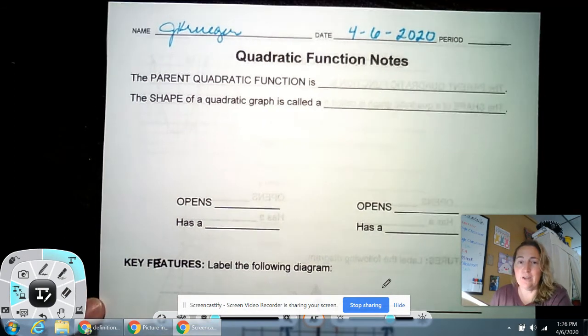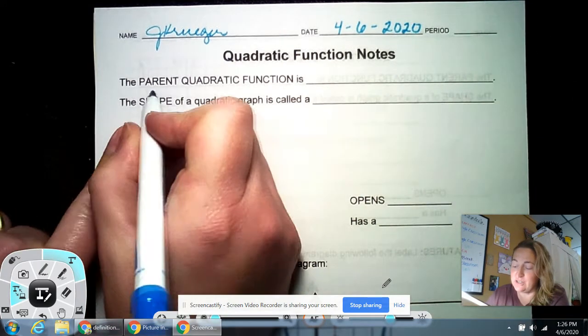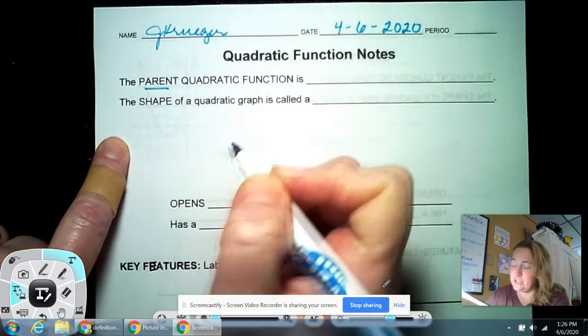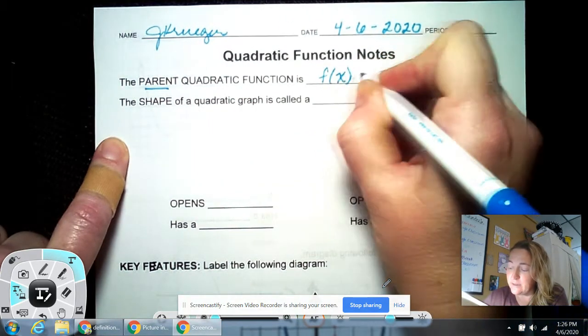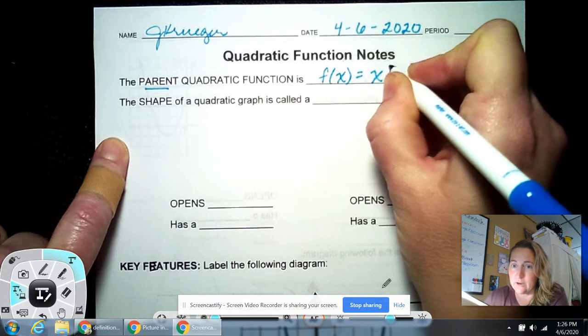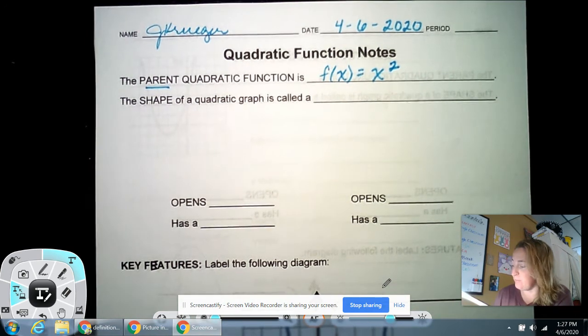So when we talk about quadratic functions, okay, the parent quadratic function, parent just means it's the most basic form of that function, looks like this. f(x) = x². Okay, that's the most basic quadratic function there is. That's why they call it the parent, because it's where all the other quadratic functions come from.